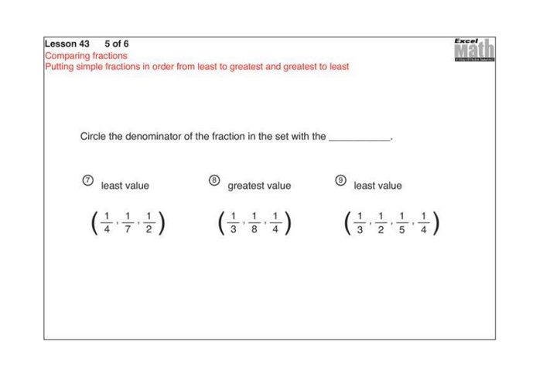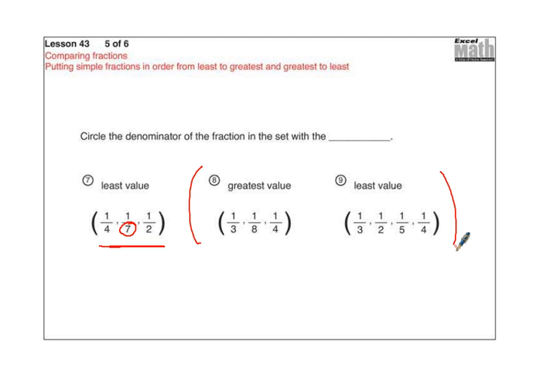All right, it says circle the denominator in the fraction in the set with the least value. So which of these has the least value? You're going to circle the denominator. 1/7 is worth less than 1/4 or 1/2. Again, remember that when you cut it into more pieces, the pieces get smaller. All right, go ahead and pause the video, do 8 and 9, turn the video back on when you're ready to see the solution.